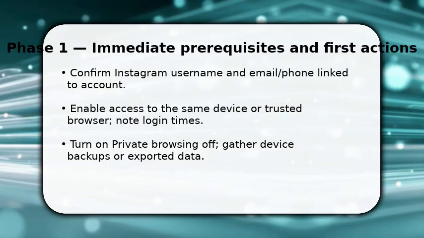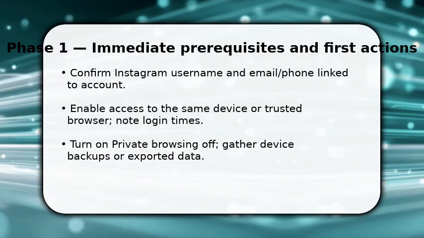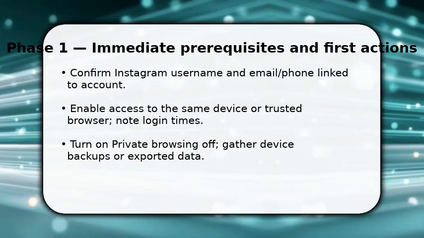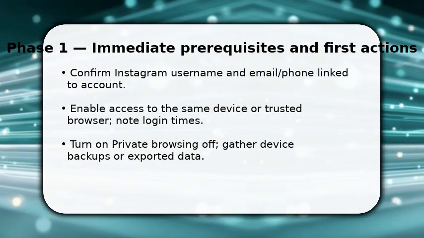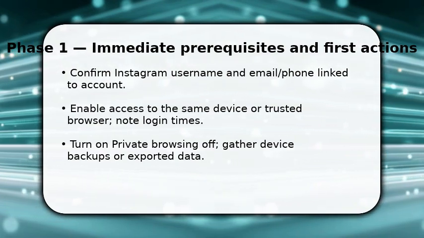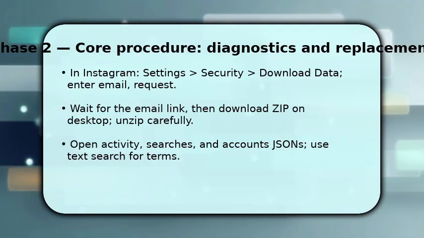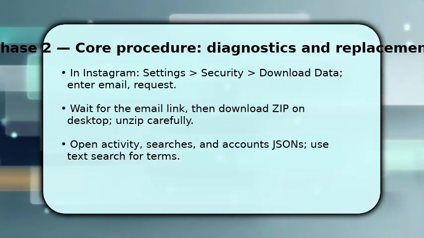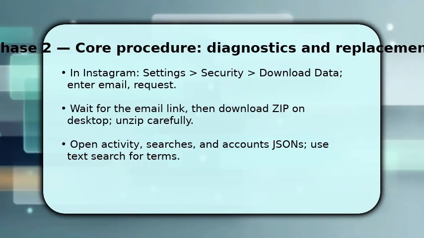Next, request a data download from Instagram settings now. That begins the official retrieval and creates a packaged copy of your account activity for later inspection. You request your data via Settings, Security, Download Data, typing the email Instagram will send. This is essential because deleted search entries may persist in account logs.